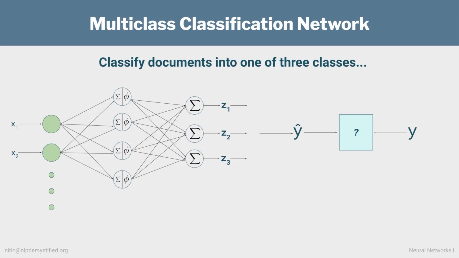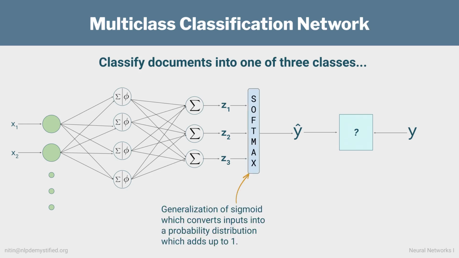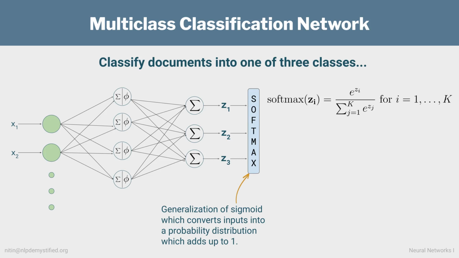Somehow we need to translate these 3 Z values into a Y hat value, which we can use to compare against the targets and calculate a loss. The solution is to use something called a softmax function, which is a generalization of the sigmoid function we saw earlier. The softmax takes n inputs and converts the inputs into a probability distribution, which adds up to 1. Here's the softmax equation for a single component or z value. The numerator is the natural exponent raised to the power of z sub i, and the denominator is the same calculation for all the inputs added together.